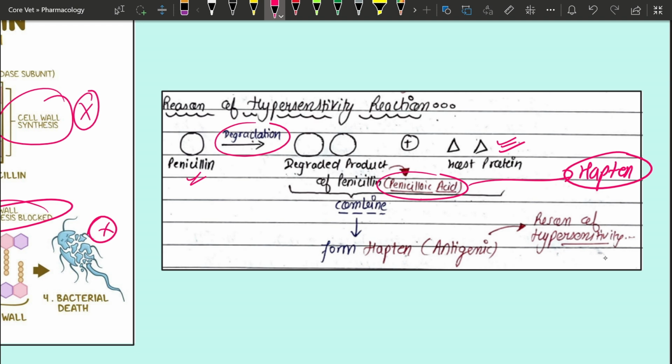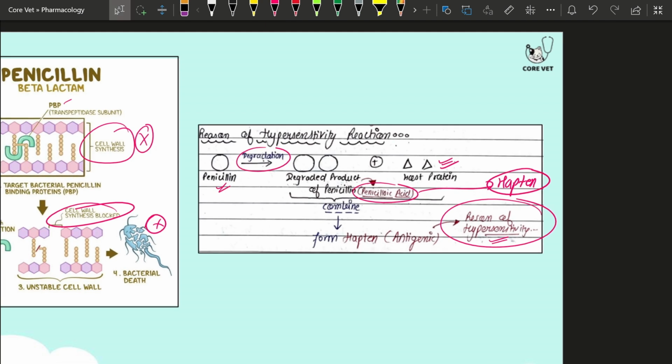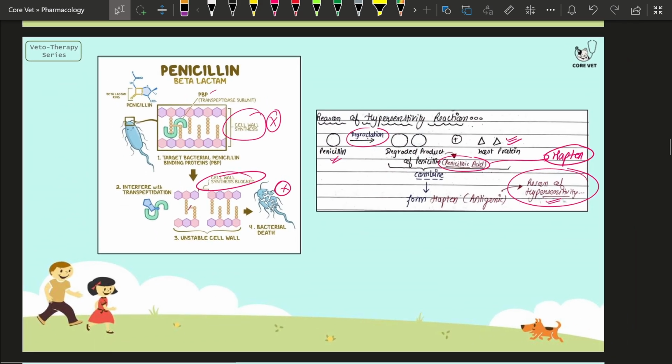And because we know that a hapten is quite small to get recognized by the host immune system, the hapten should be bigger. So after combining with the host protein, the hapten is sufficiently big to get recognized by the host immune system. After the recognition by the host immune system, there would be the hypersensitivity. So that's the reason for the hypersensitivity. But the hypersensitivity reaction is less common with the penicillinase resistant class of penicillin, like methicillin and all. So this was the reason for the hypersensitivity reaction with the penicillin group of drugs.